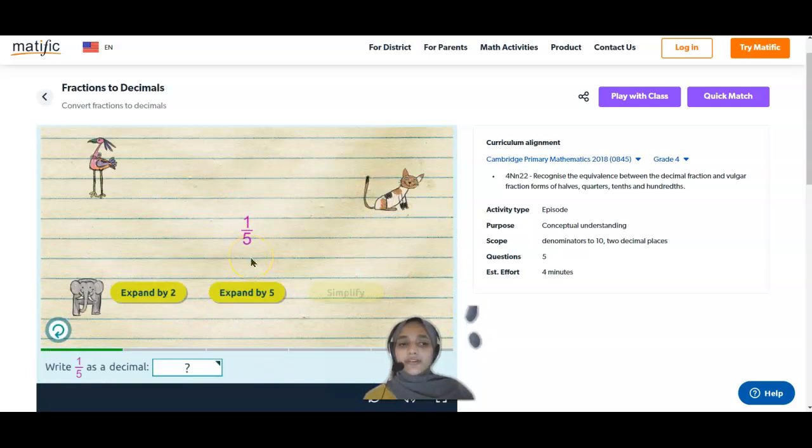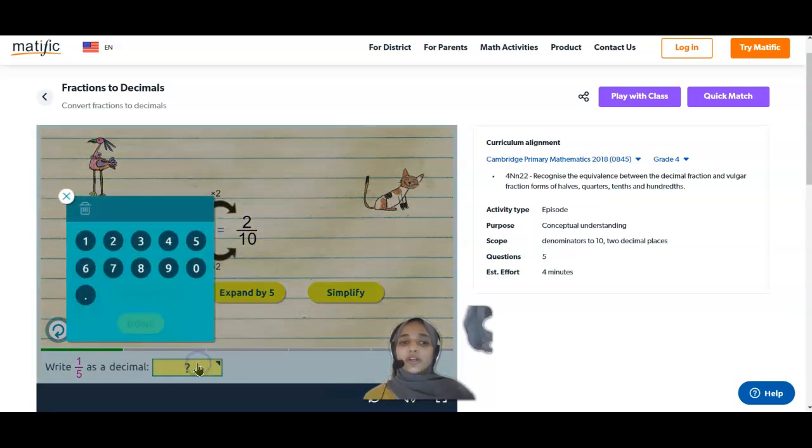Now, let us do the next problem. It is 1 by 5. How can we convert 1 by 5? We need to make this denominator 10. So, 5 into what is 10? Yes, 5 into 2. So, we can expand it by 2. So, the answer is 2 by 10. And what will be the answer? 0.2. Yes.